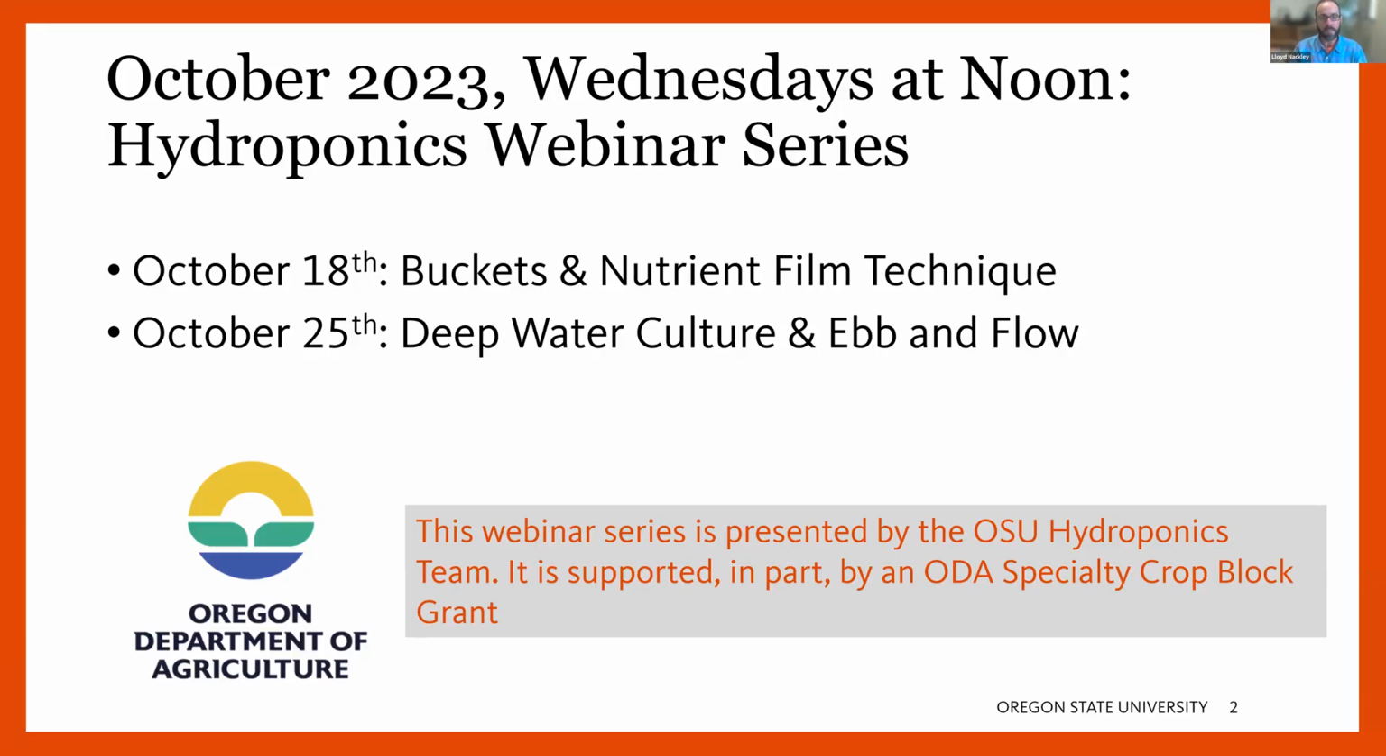The presentation I'm giving is the second, and we have two more lined up already. For October 18th, the next webinar will be buckets. So Dutch buckets or Bato bucket systems, as well as the nutrient film technique, NFT. So we're going to go right into hydroponic systems after today's lecture, which is more an overall theory about nutrition. And then the following week on October 25th, we'll be having deep water culture, which is a type of system, as well as ebb and flow systems. And Michael will be leading both of those lectures, those webinars.